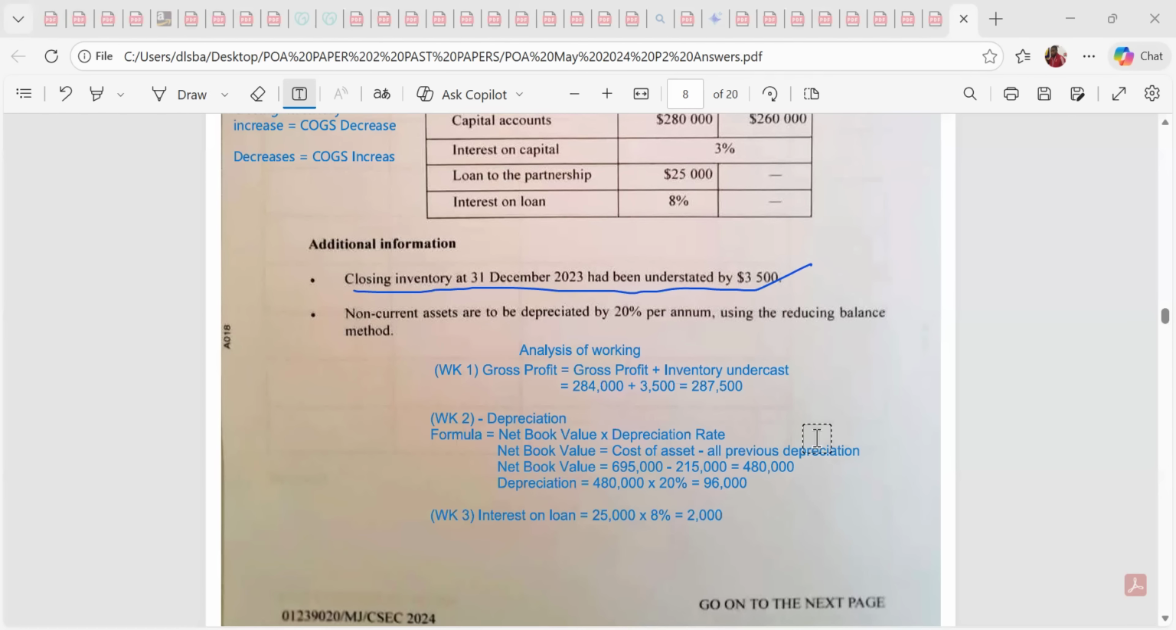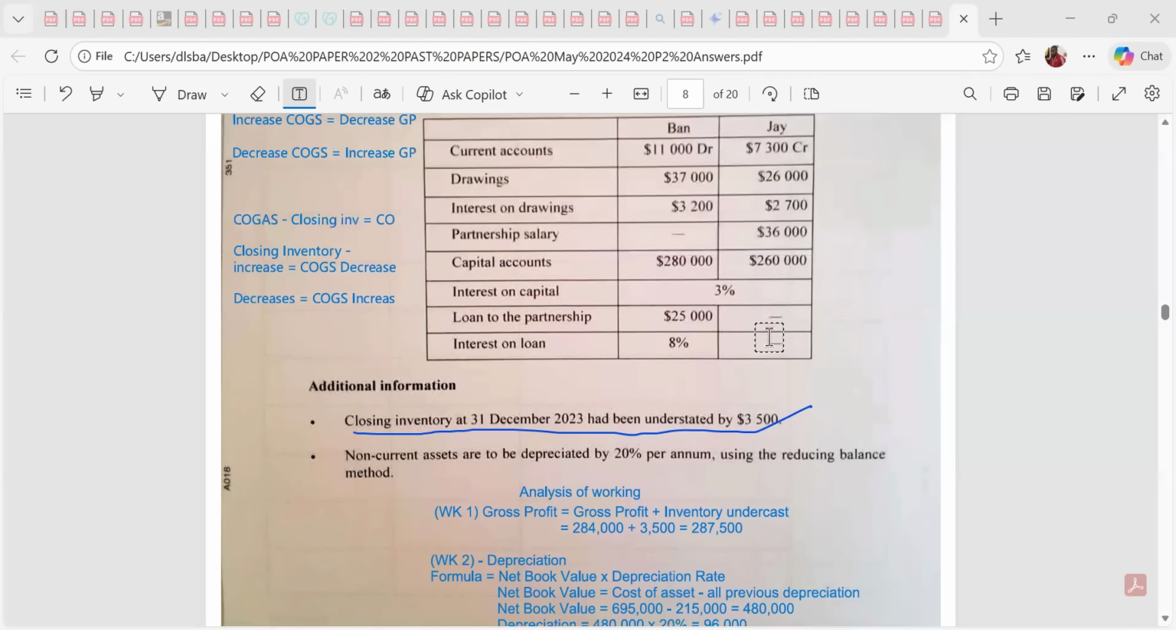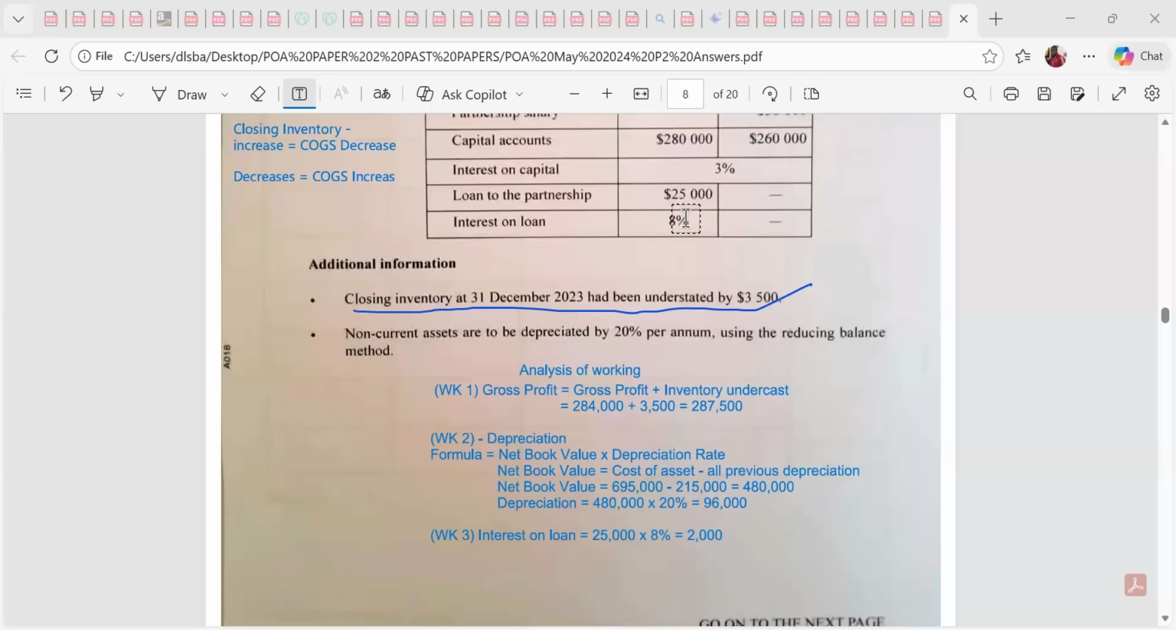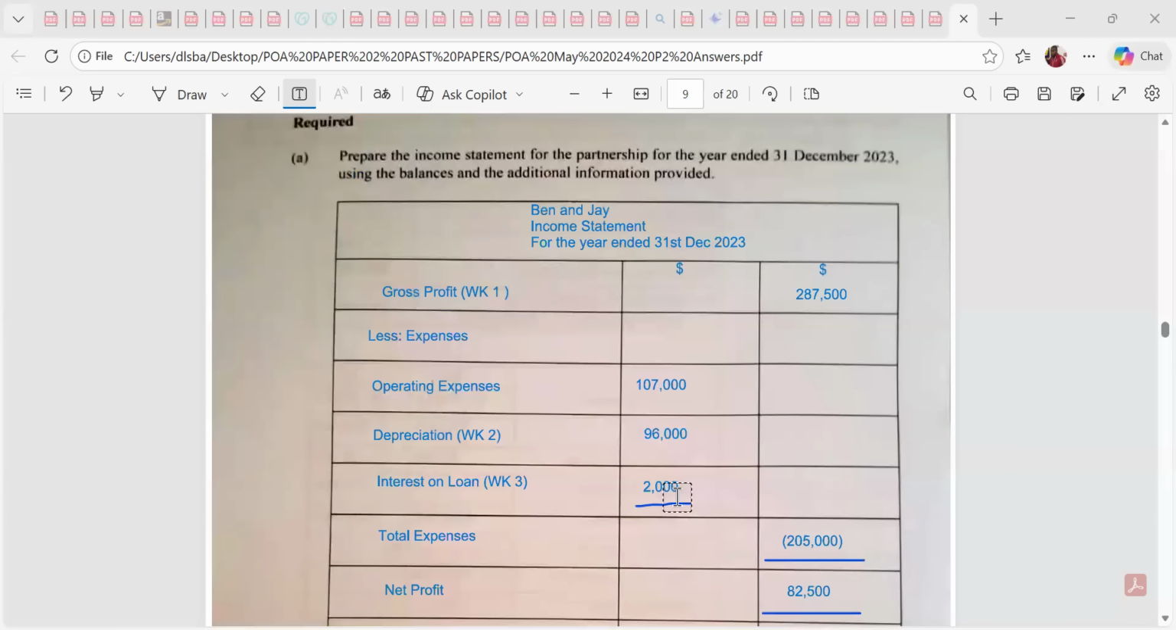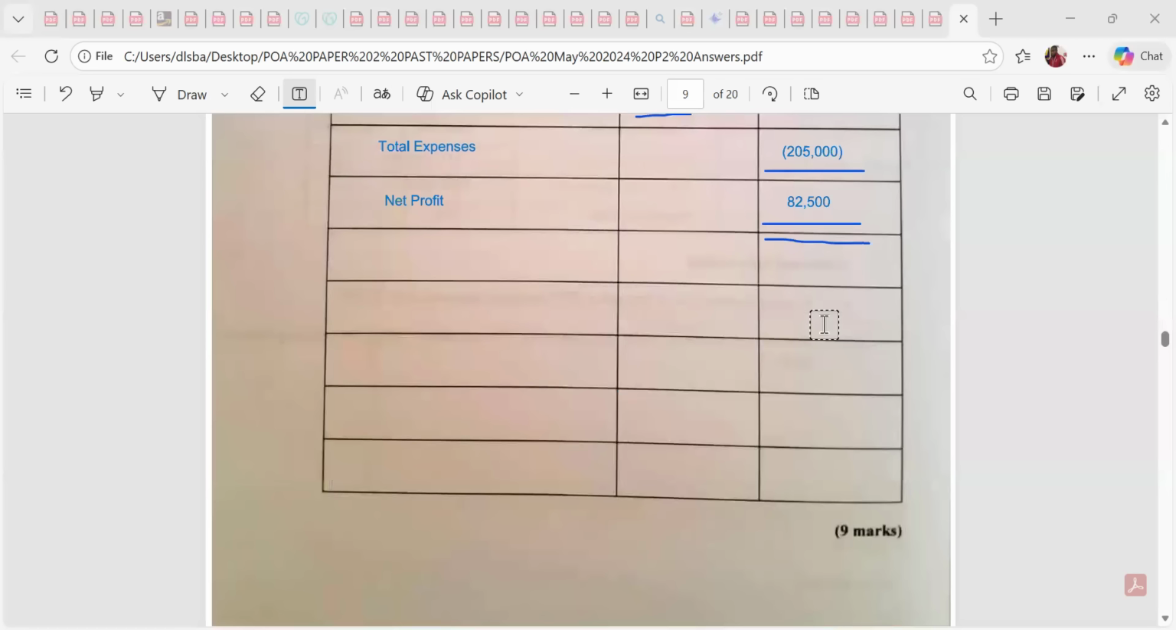And then the interest on loan is really just the debenture and the debenture interest, which was 8%. The interest on the loan was 8% multiplied by the loan, which is 25,000. 8% of 25,000 is 2,000. So now that I calculate all that, I just subtract it. I have my operating expense, my depreciation, my interest on loan, add it up, get my total expenses, minus expenses from gross profit, and that gives me net profit, $82,500, and that is 9 marks.